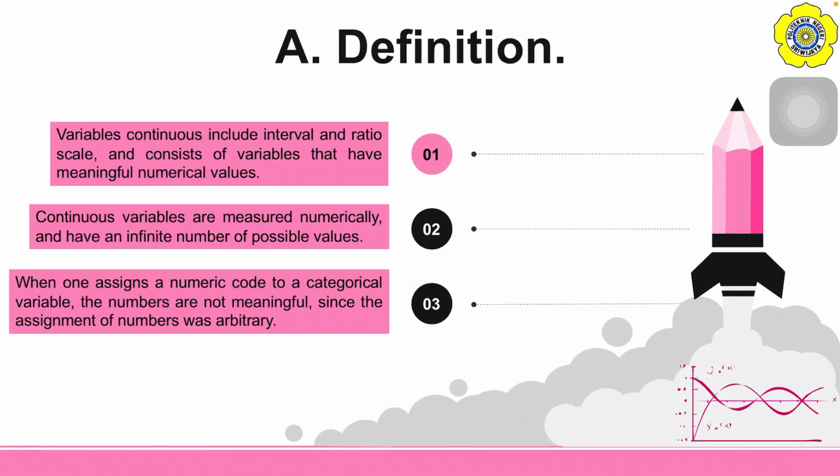Okay, what is the definition? The definition of these types includes interval and ratio scale and consists of variables that have meaningful numerical values. Continuous variables are measured numerically and have an infinite number of possible values. So, when we assign a numeric code to a categorical variable, the numbers are not meaningful since the assignment of number was arbitrary, or in Indonesian, it is just taking the rata-rata. Okay, go on to the next slide.